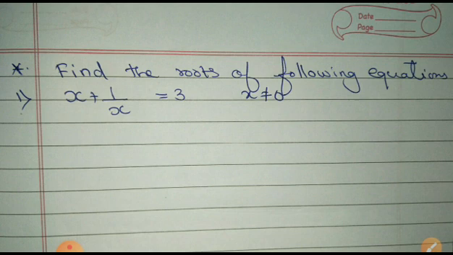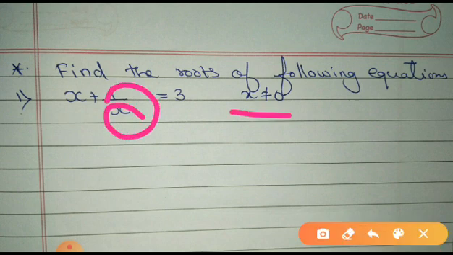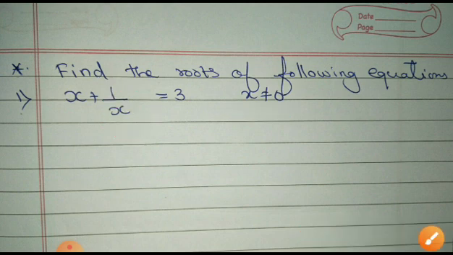Your question is: find the roots of the following equations. First is x plus 1 by x equal to 3, where x is not equal to 0. This condition will be there because if x is 0, it won't be defined. So x plus 1 by x equal to 3 is not in our standard form, ax square plus bx plus c equal to 0.